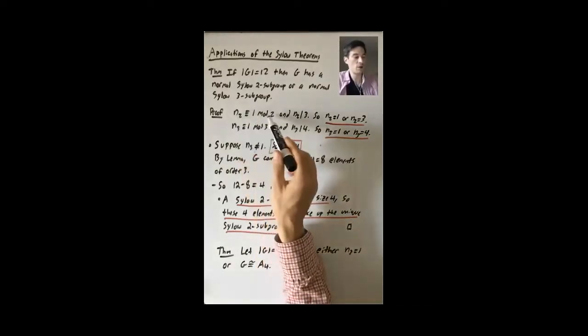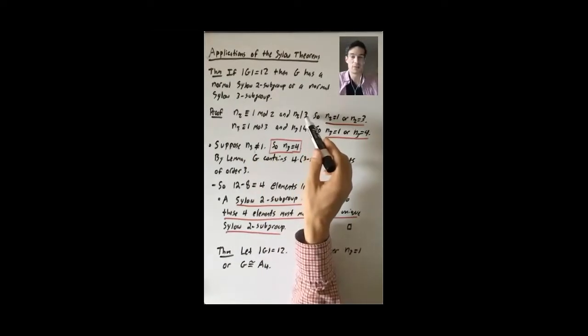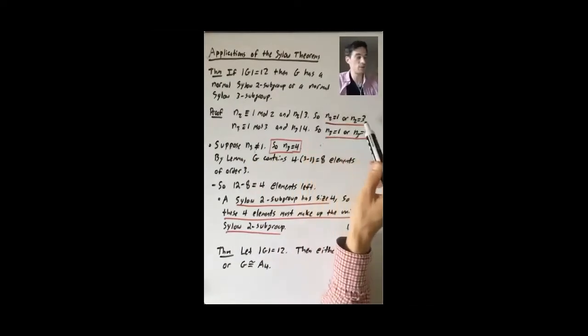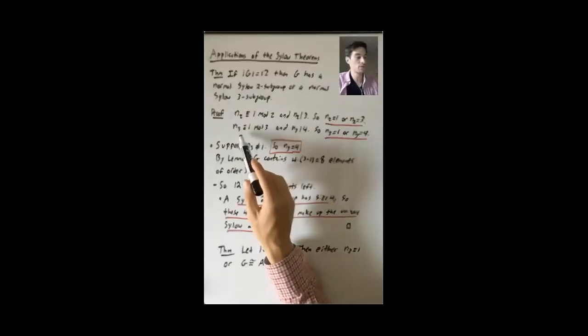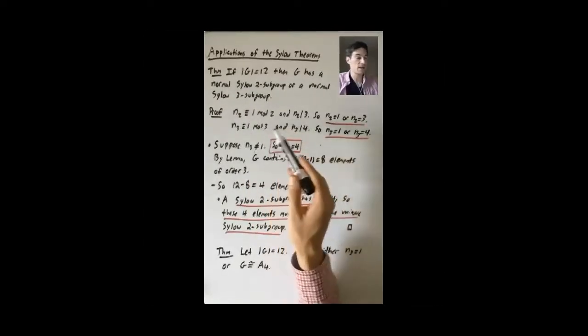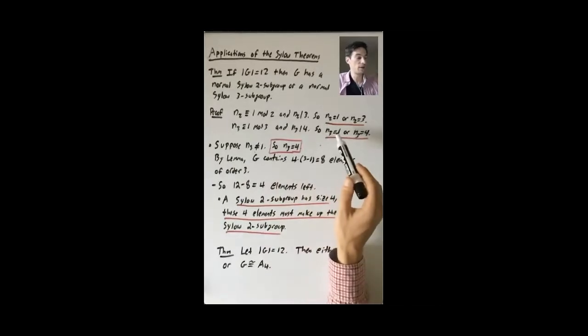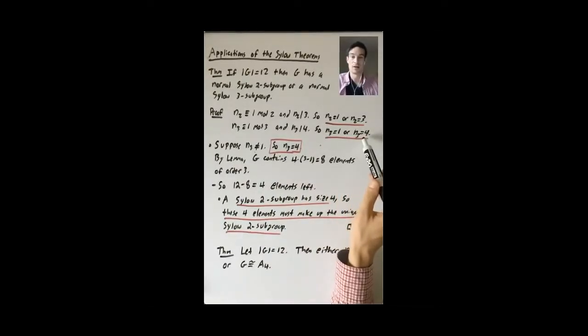OK, so n2 is 1 mod 2, and n2 divides 3. So that means n2 equals 1 or n2 equals 3. Both of those seem possible. n3 is congruent to 1 mod 3, and n3 divides 4. So n3 equals 1 or n3 equals 4. Both of those seem possible.